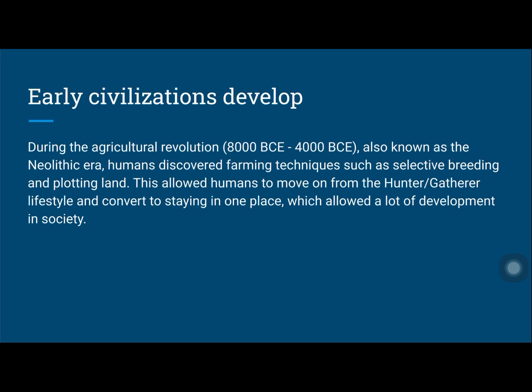So these helped humans move on from the hunter-gatherer lifestyle, and allowed them to convert to a sedentary lifestyle, or staying in one place. And this allowed a lot of development in society, because now they could without a problem focus on more development and less on getting a stable food source. And so they saw early government and economies.